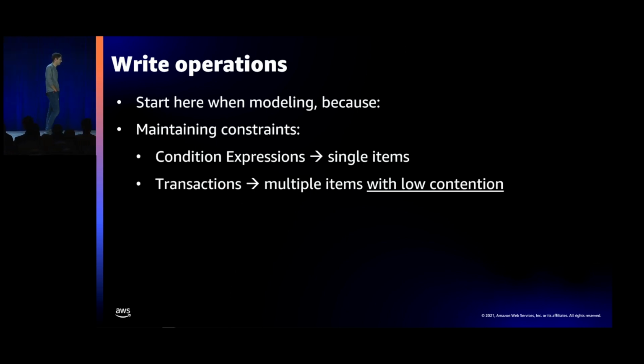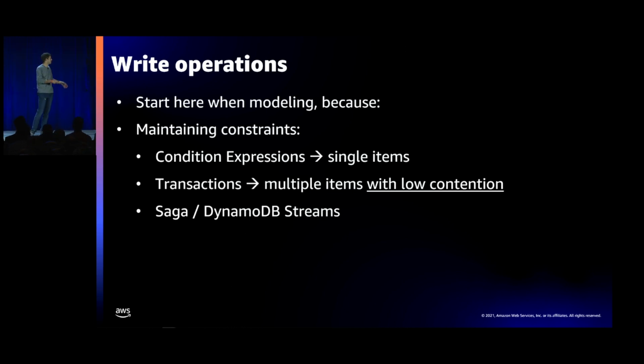So if you do have the use case where you have really high contention on a particular item that you need to involve in a transaction, now you need to look into more complex patterns, something like a Saga, like a distributed transaction, maybe DynamoDB streams. If you're maintaining aggregations, you can do that downstream.